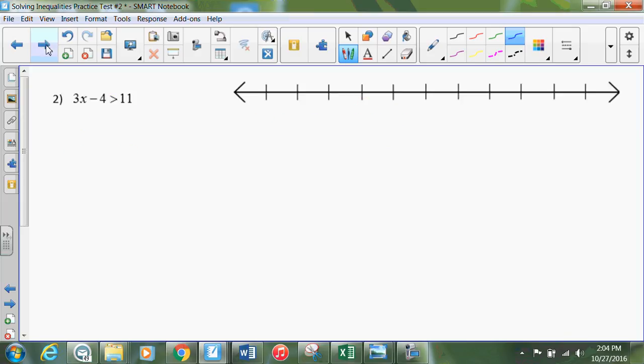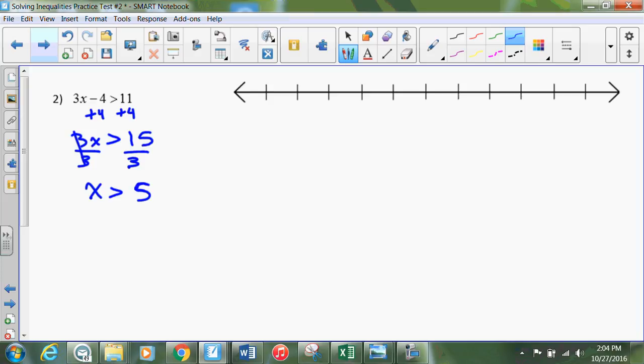For number 2, we're going to go ahead and get rid of the minus 4 by adding 4 on both sides. We'll bring down the 3x. We'll bring down the greater than sign. 11 plus 4 is 15. We're going to undo this multiplication between the 3 and the x by dividing. We're going to divide by 3 on both sides. Now, don't get caught into the mistake of thinking anytime you divide, you need to flip your inequality sign. You don't. In this case, we're dividing by a positive number, so our inequality sign stays the same.